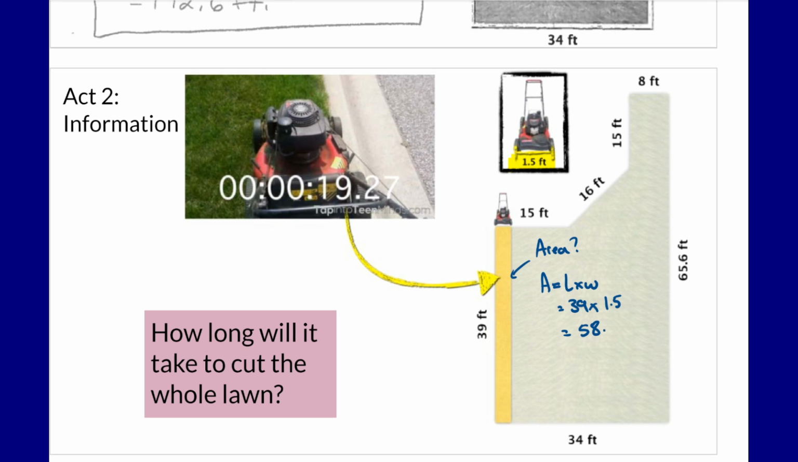Which we get is 58.5. So we know that mowing that 58.5 feet squared area would take 19.27 seconds. Well, now what we can do is try to break up our entire yard into groups of 58.5. In other words, we are going to divide.